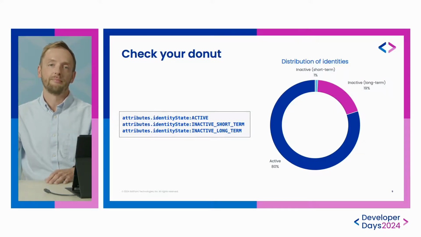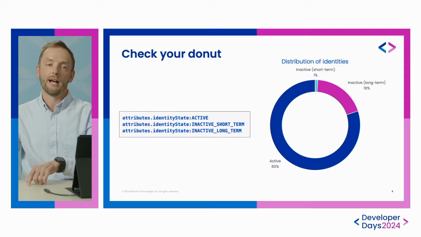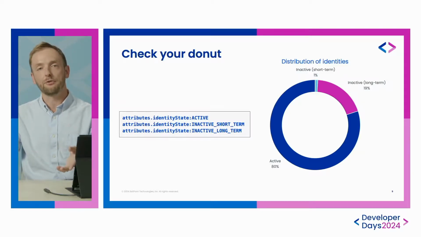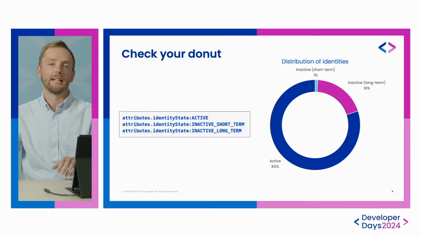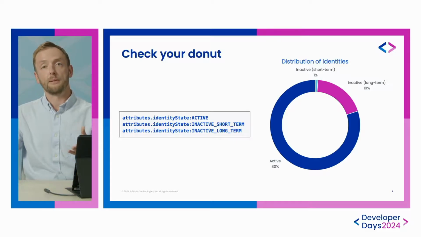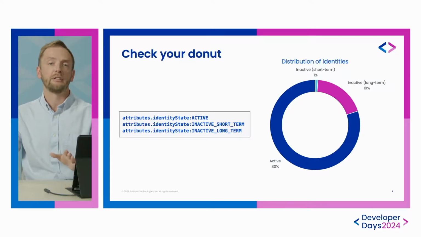attributes.identityState:active. Search for that, get your count, write it down. Then do the same thing for inactive short term and inactive long term. Get your counts, write that down, make your donut. Does it look approximately like the donut that I've got up on the screen? You should have about 80% active, maybe something like 20% inactive, and just a handful in inactive for the short term, if you have any at all.